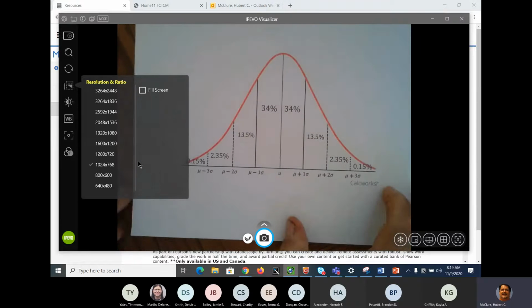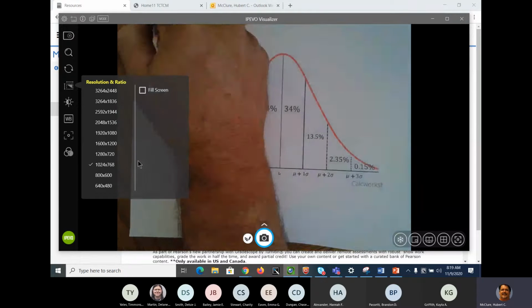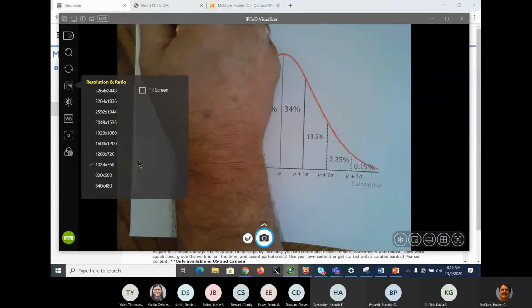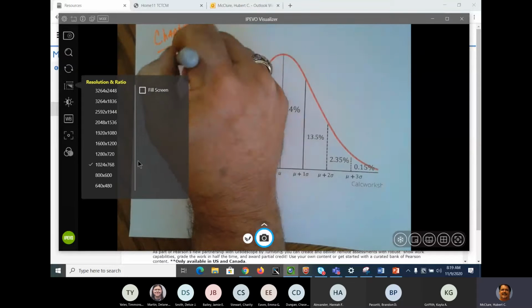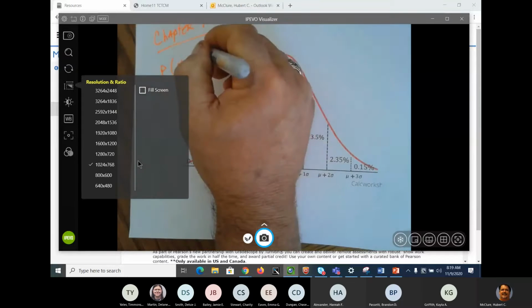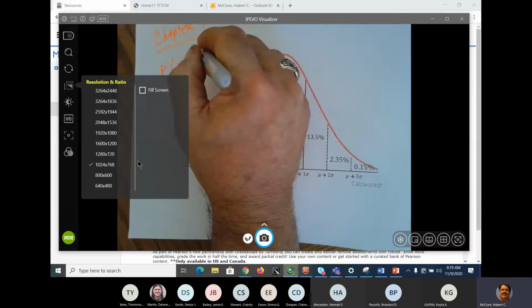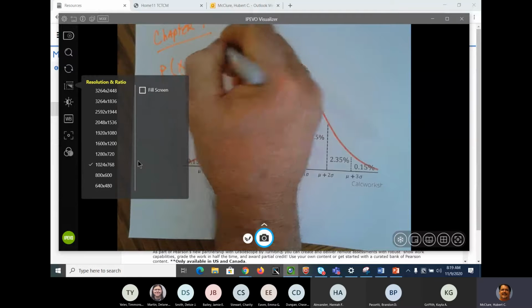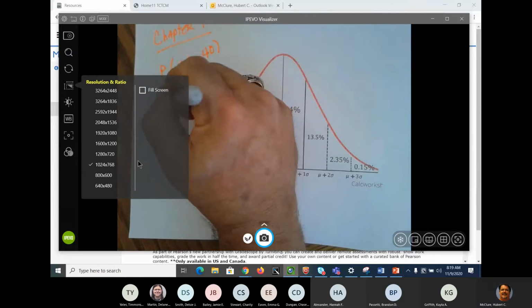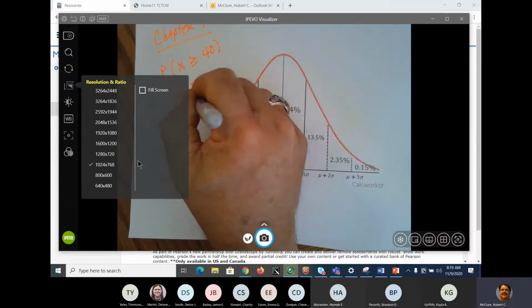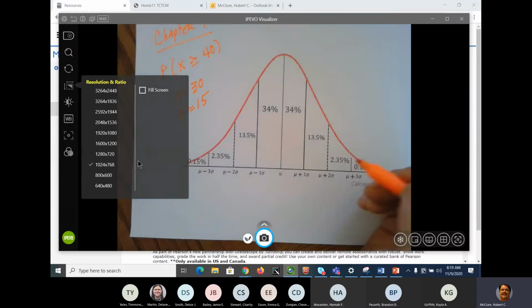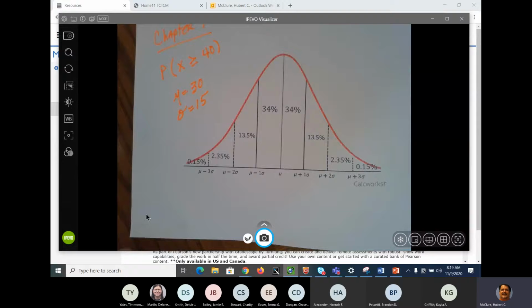In chapter 7, we did this, and I'll do chapter 7 in orange. In chapter 7, we said, what is the probability of x being greater than 40 with a mean of 30 and a standard deviation of 15. Okay, and that's what we did in chapter 7.